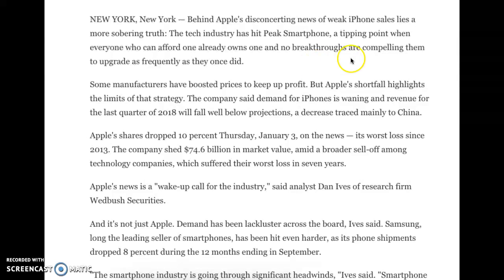That would be one of the things that isn't a breakthrough, at least one that's not compelling enough to upgrade. These phones aren't doing things markedly different than the one before it, you know, the X versus the 8 versus the 7. It might be improving a little, but they're not doing anything so great that it's prompting people to want to buy them.